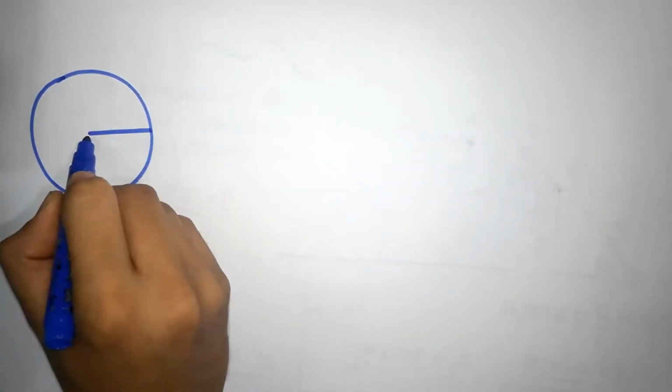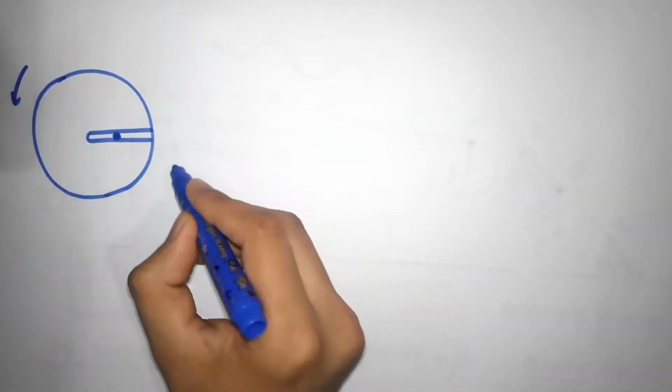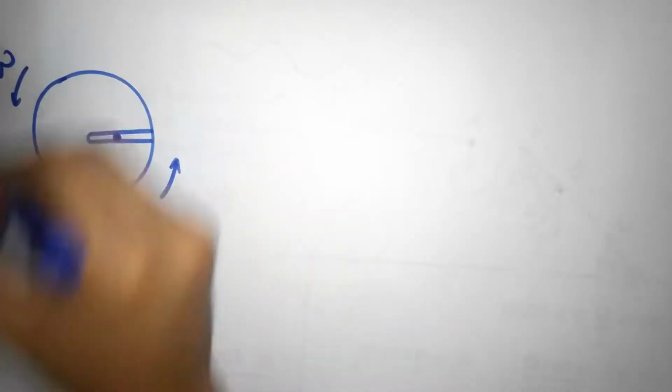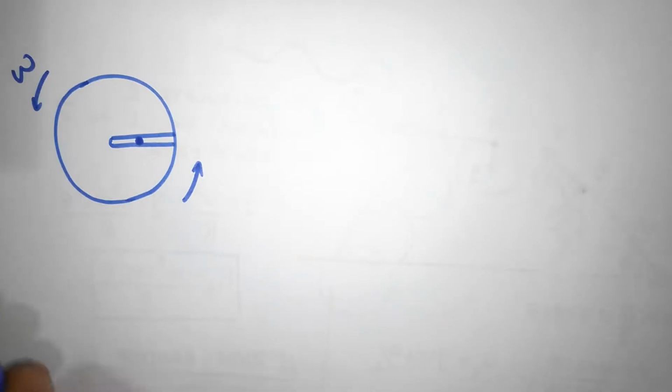So here you have the disk, like so, and you have a groove over here, and you have a mass at this particular point. The whole thing is spun with an angular speed omega. Okay, the mass is m.